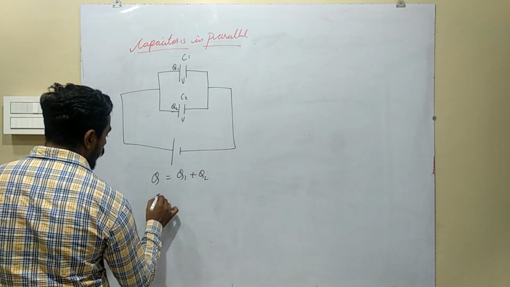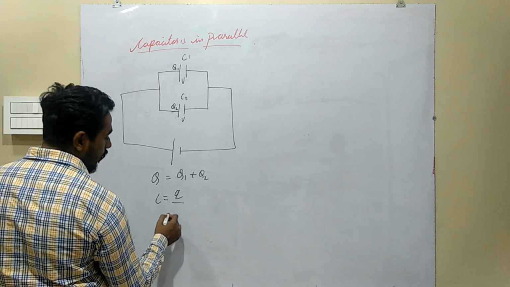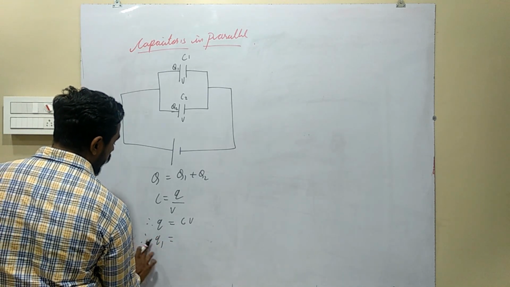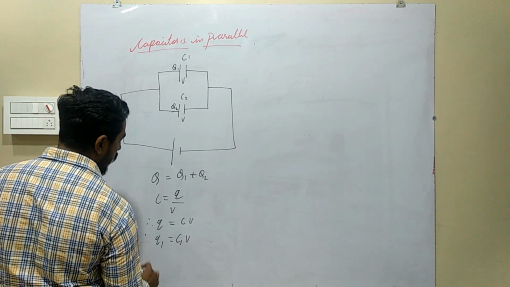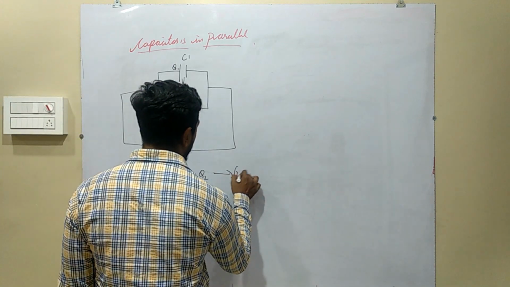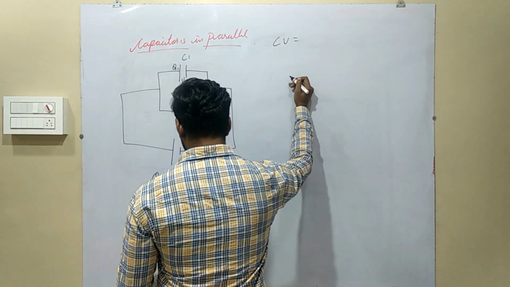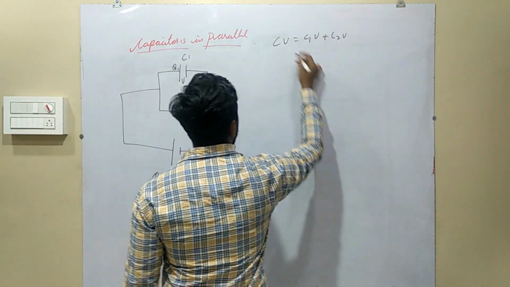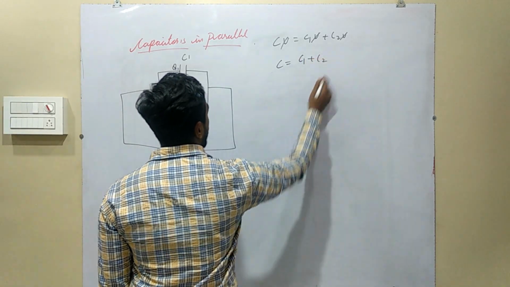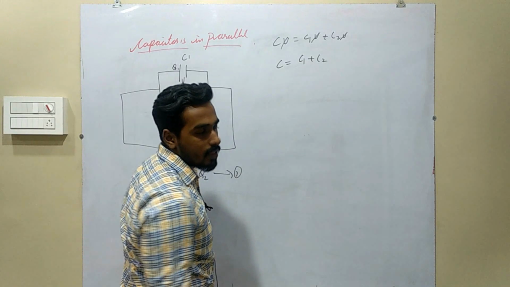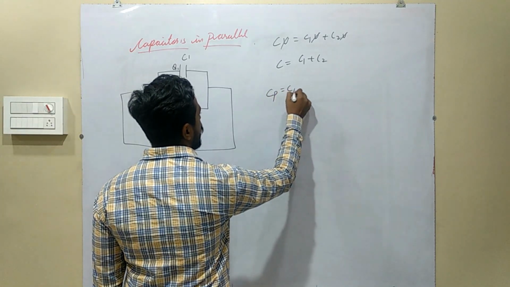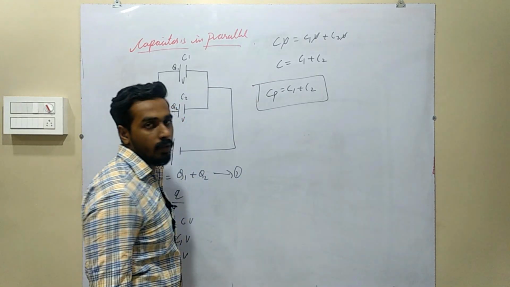Therefore, from the capacitor's formula, C is equal to Q by V. Therefore, Q is equal to C into V. Similarly, Q1 is equal to C1 into V, and Q2 is equal to C2 into V. When I substitute these values in this equation 1, I get C into V is equal to C1V plus C2V. Clearly V gets cancelled. Therefore, left with C is equal to C1 plus C2. This C, if I consider it as the effective capacitance of the parallel combination, that is Cp is equal to C1 plus C2. So this is the formula for parallel capacitance.